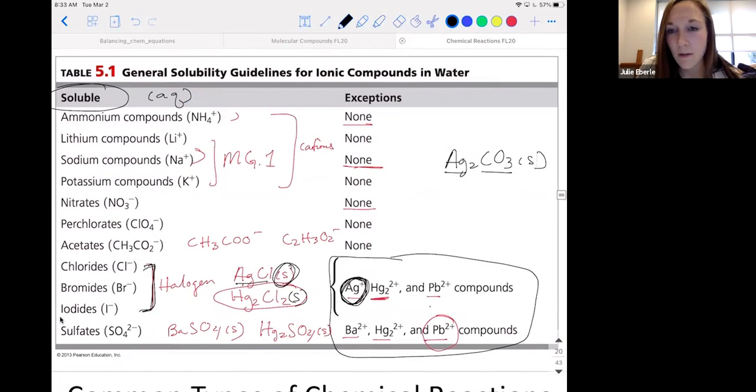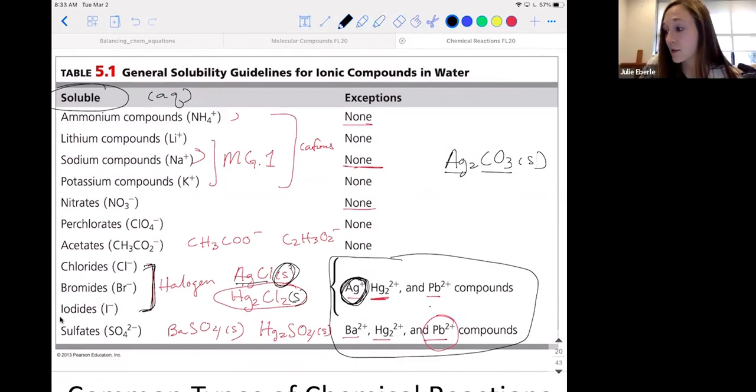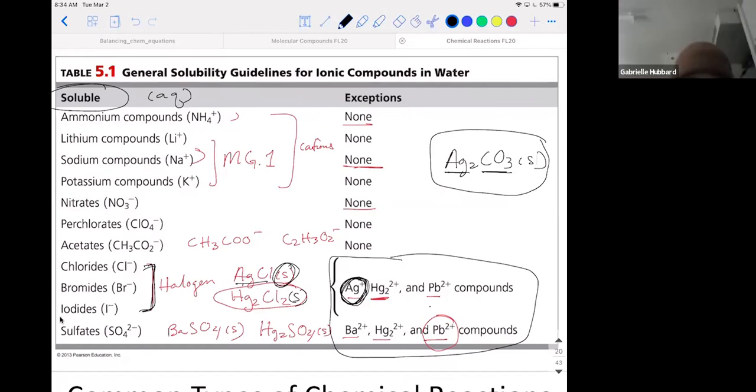I mean, this list has been done through experiments. They've done experiments to tell. So it's always going to be a solid if it's not on the list. For example, silver carbonate's not on the list. Does that make sense? We don't have silver as one of our soluble cations, and we don't have carbonate on the list. So neither the cation nor the anion are on the list. Because it's not on the list, that's how we know it's going to be a precipitate.